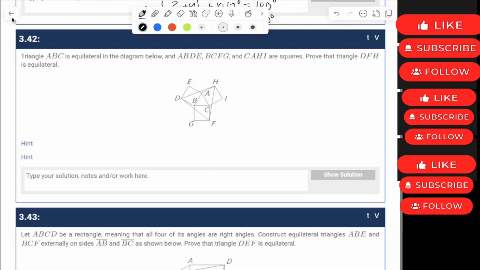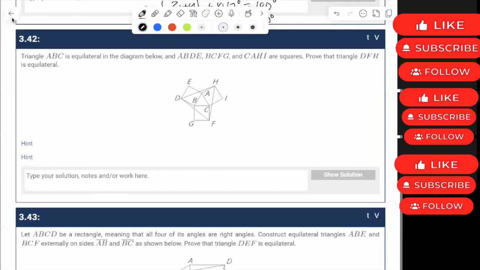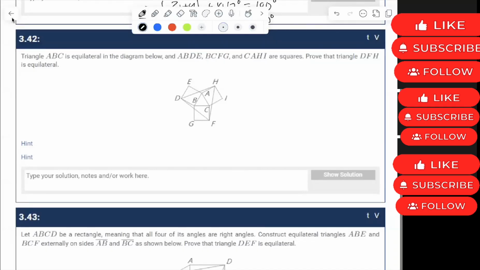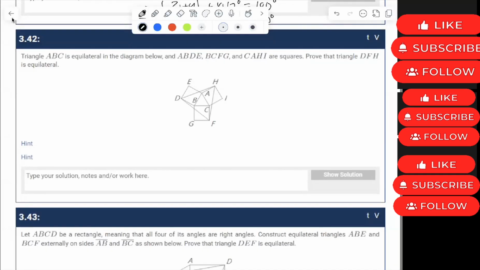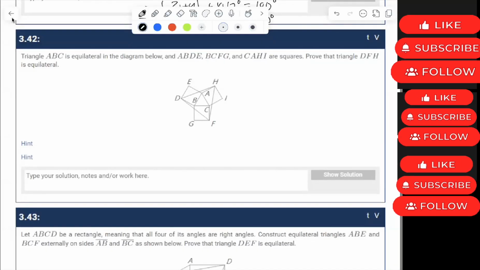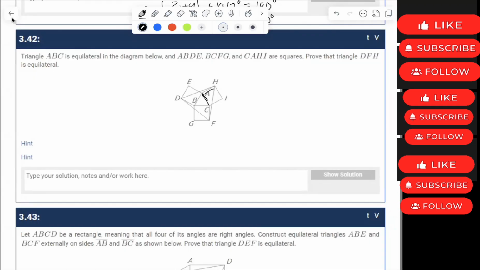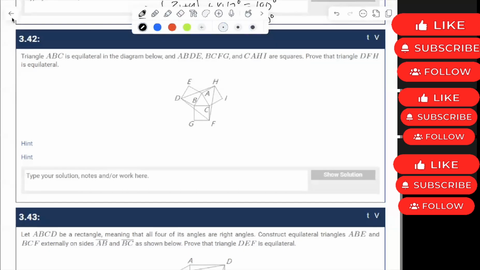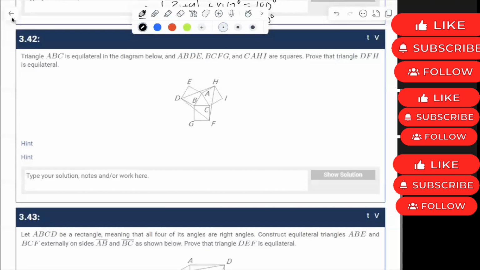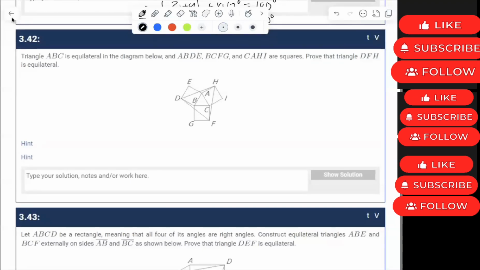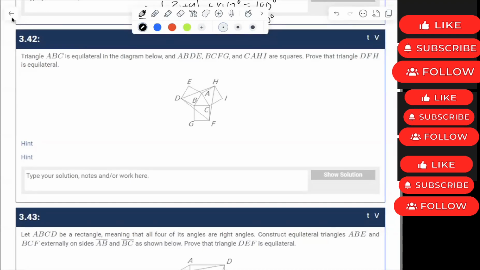Well, the first thing that comes to mind is triangle congruency. Alright? Let's see what we can find about the sides. Well, we know that CA is equal to AH is equal to BC, and a bunch of side length equivalents. Alright? So let's see what we can do about this.